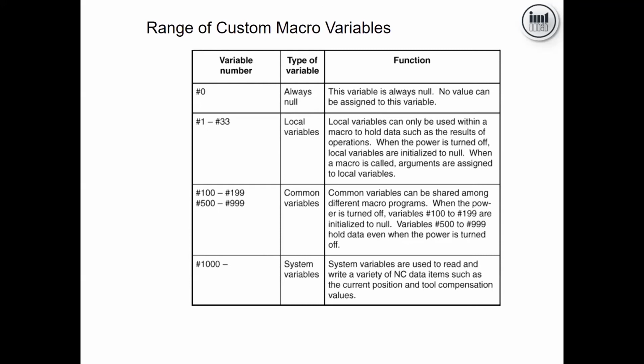Different ranges are available in custom macro variables. But hash 1000 and above, we cannot see. These can be stored, but we cannot see them. That is the difference between system variables and common variables and local variables. Okay, so you can note down these variables and how they can be used.